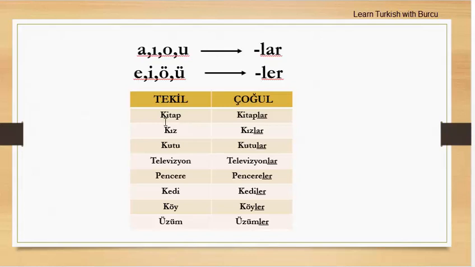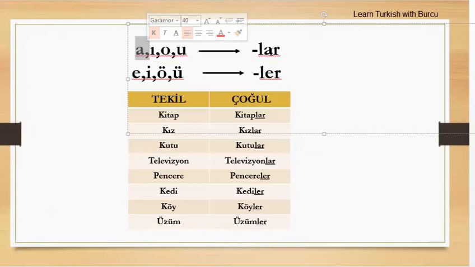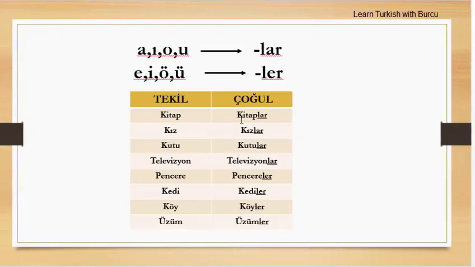Have a look at this one. Kitap. Our word is kitap and it means book. When we want to turn it into plural form, we need to have a look at the last vowel. The last vowel is a. This is the final vowel of the word, as you can see. If we have a, we need to use lar. So we say kitaplar, books.